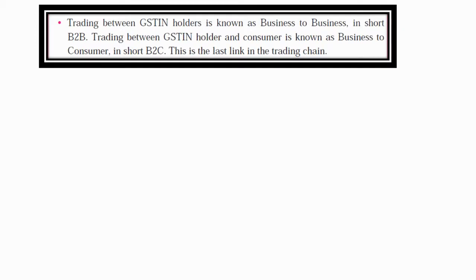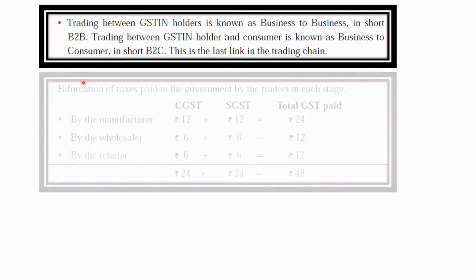One point to note here is trading between GST identification number holders is known as business to business, and in short it is called B2B. Trading between GST identification number holders and consumer is known as business to consumer, in short B2C. This is the last link in the trading chain.